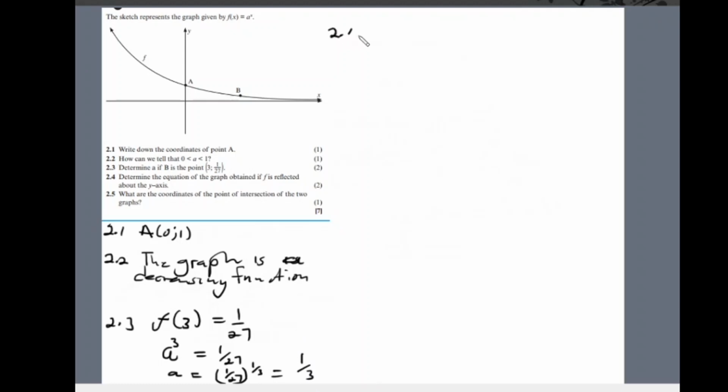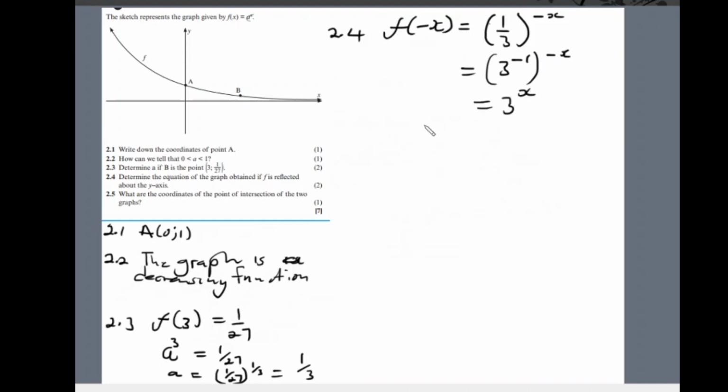Okay, and then 2.4. Determine the equation of the graph obtained if f is reflected about the y-axis. So if f is reflected about the y-axis, we know that is f(-x), right? A reflection about the y-axis. And then we calculated a to be 1/3, so that is (1/3) to the power, wherever we see x, we put -x. And then that graph will be 3 to the power -(-x). Then that negative and that one will cancel. We have 3 to the power x, right? And then that graph will sort of look like this. It is a reflection of f about the y-axis, okay?